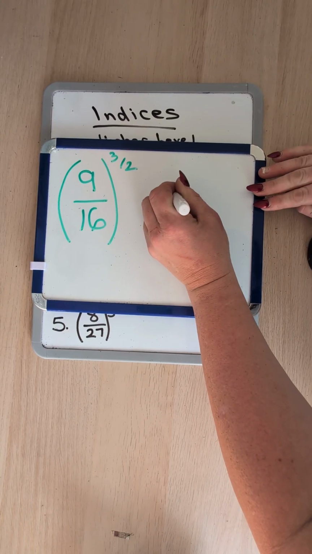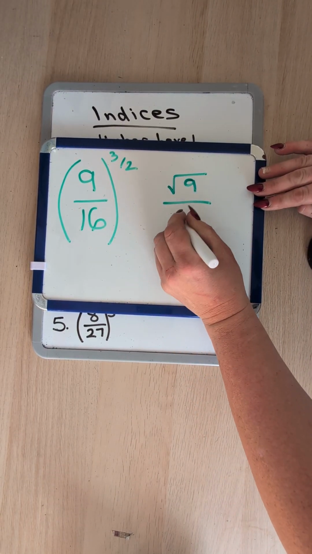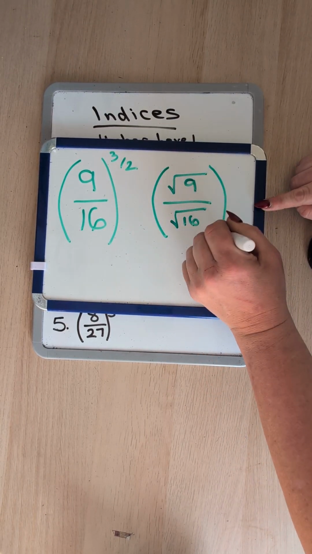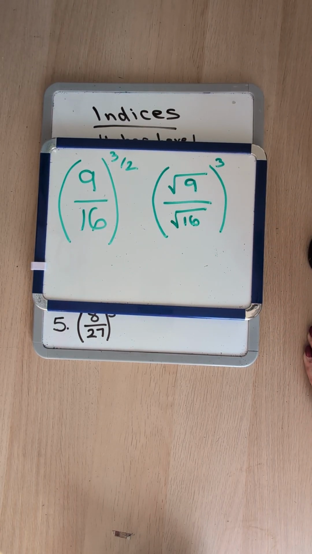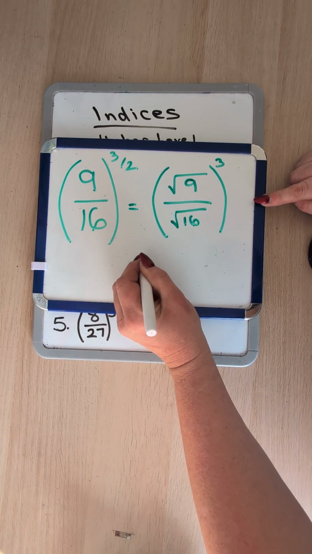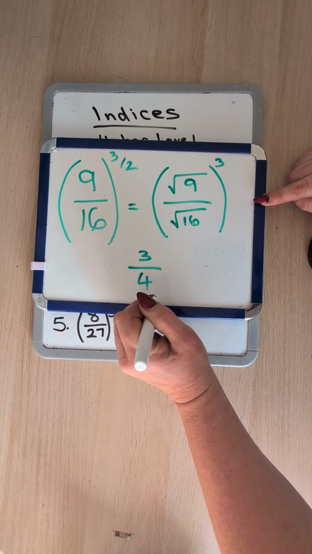Okay, so basically we are going to work out the square root of 9 divided by the square root of 16. That's the 2 bit dealt with. And then the 3 is the power. So we'll put that to the power of 3. So what have we got here? Square root of 9 is 3. The square root of 16 is 4.